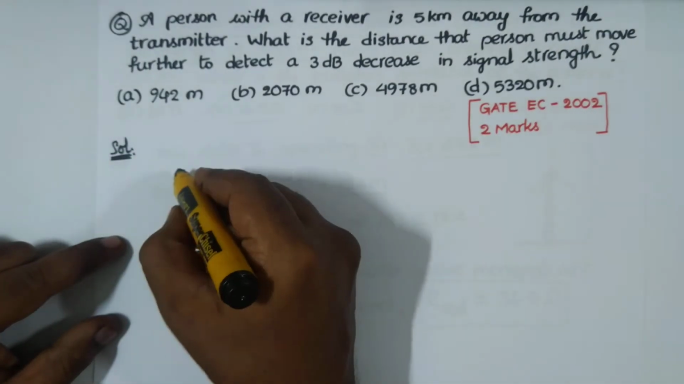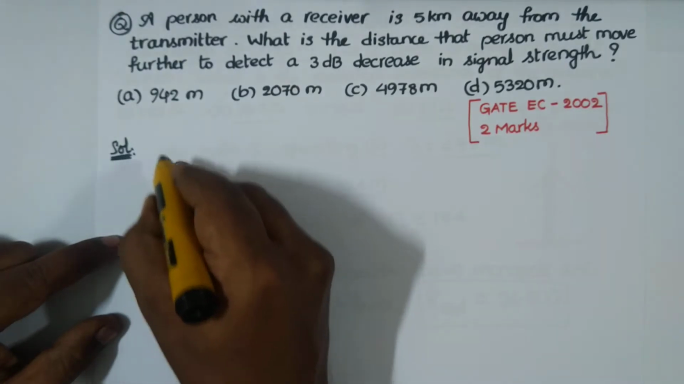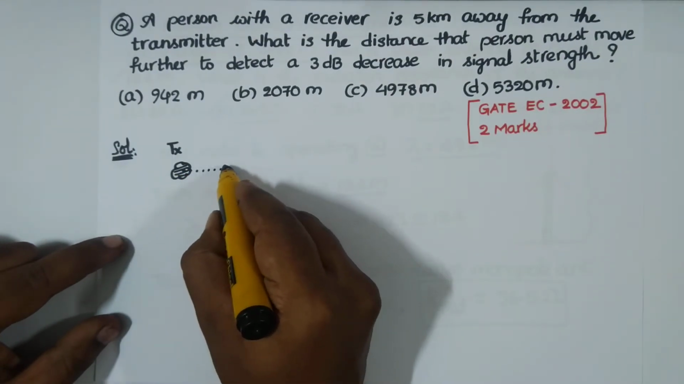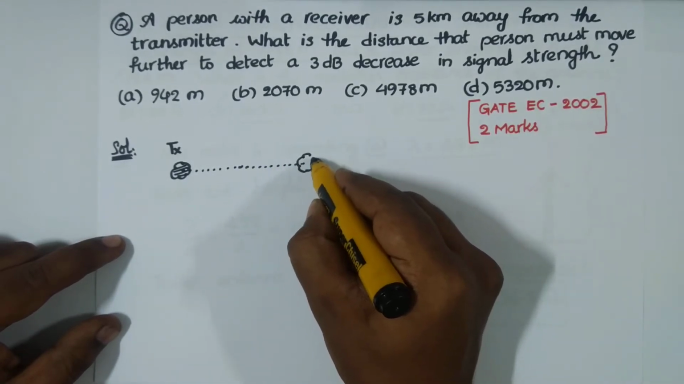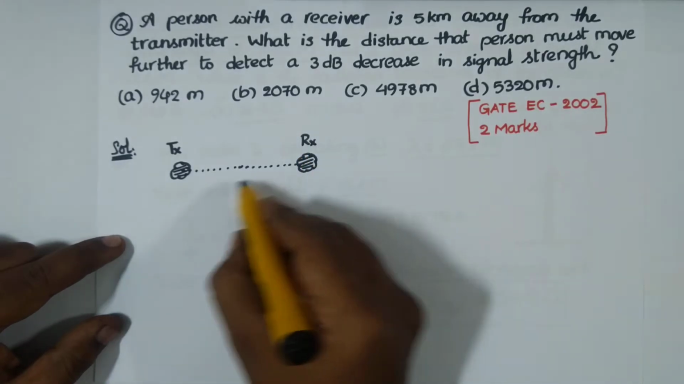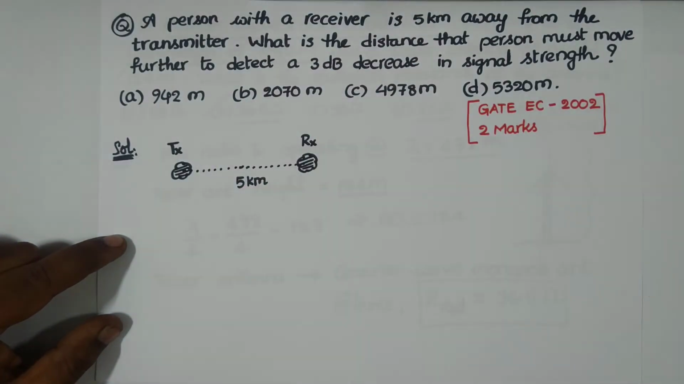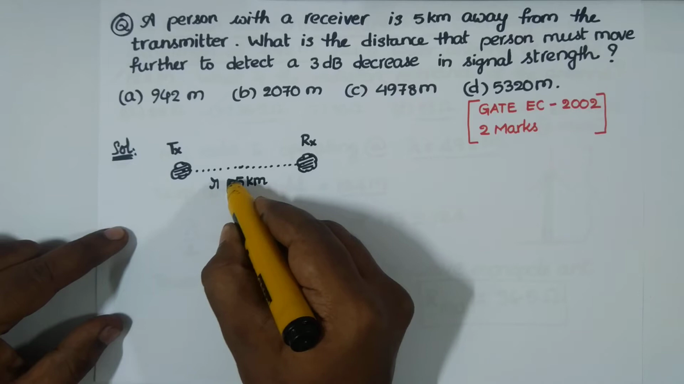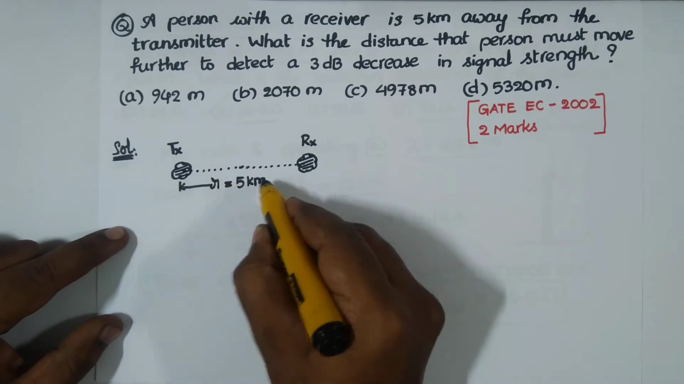See, for example, you have a transmitter antenna. This is say my transmitter antenna. And from the transmitter antenna, there is a person with a receiver antenna, and this fellow is 5 km from the transmitter antenna. The distance between them, say from here to here, is r equal to 5 km.